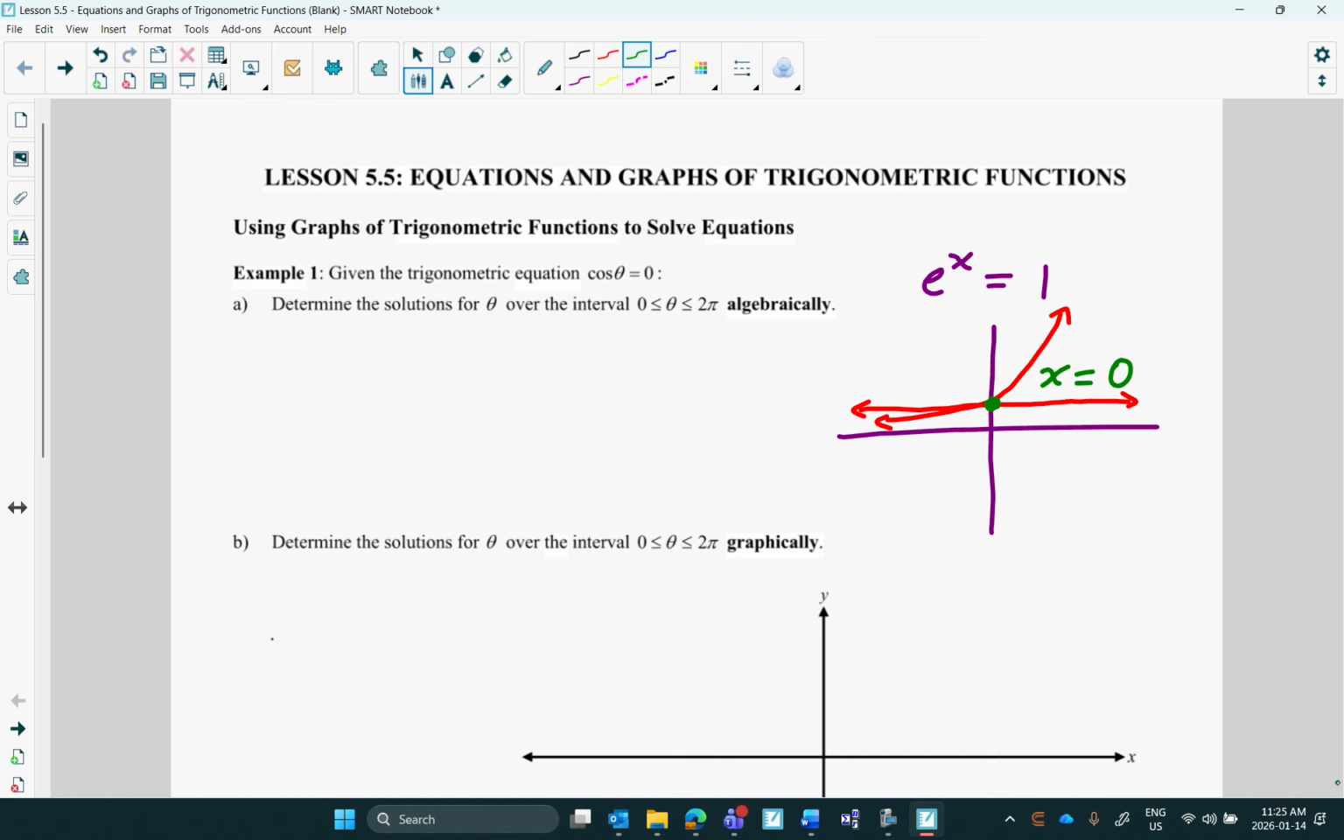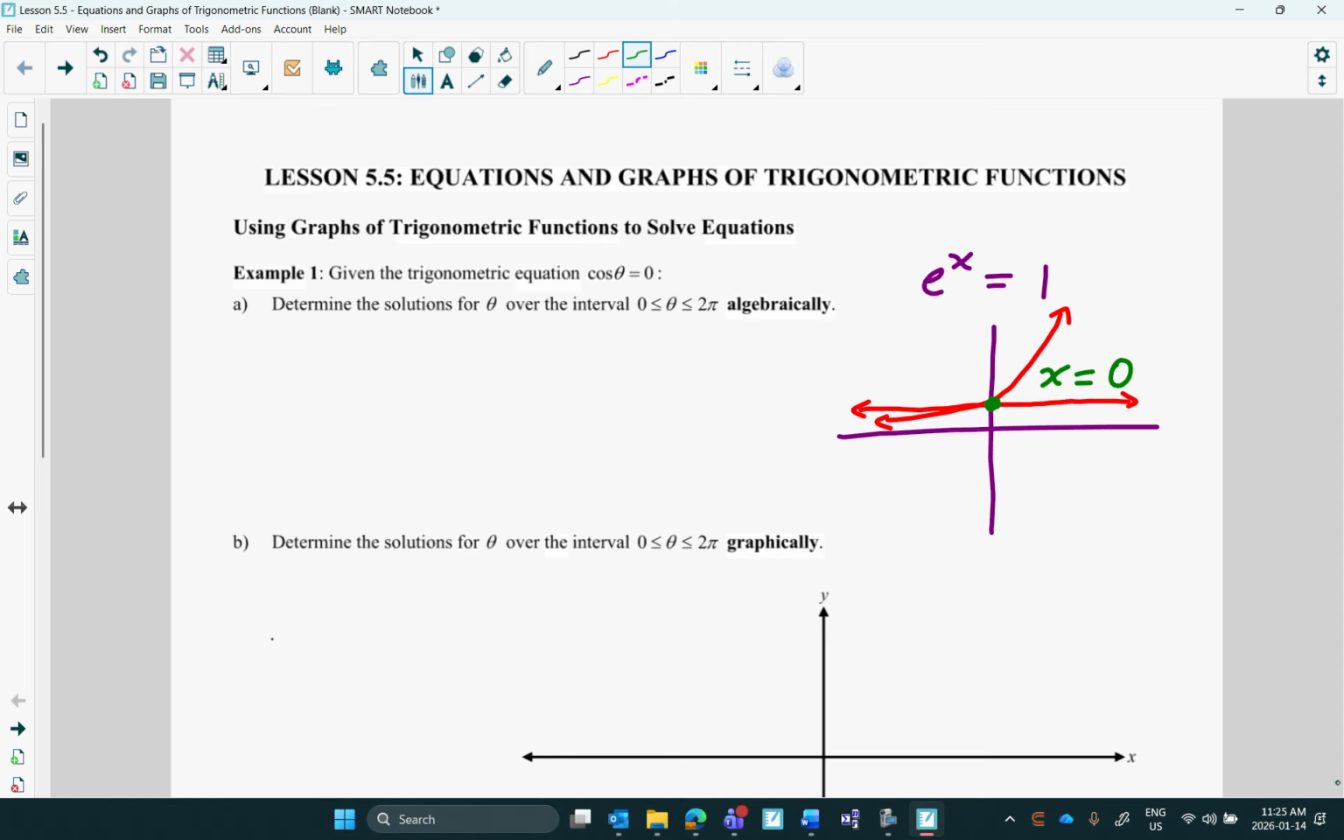It does not matter what is on either side. If I tell you the equation and if I give you the graph of each side, you solve it by just finding where they intersect and reading the x values.